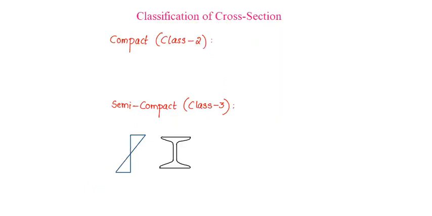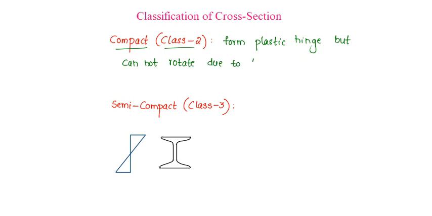Whereas the second class is compact or class 2 sections. These cross sections can also form plastic hinge but cannot rotate due to local buckling. Before rotation only, the section gets locally buckled.